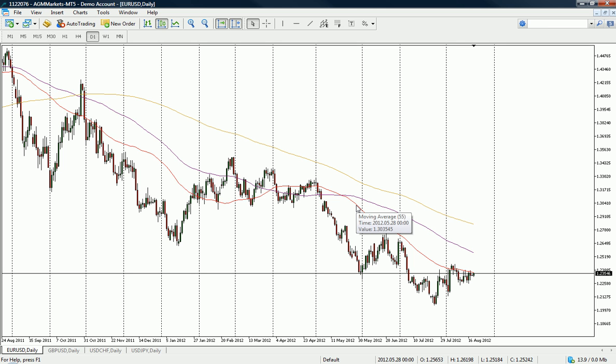Also, for any new followers, we have 3 moving averages on each of these charts. The red one is a 55 simple moving average, the purple is a 100 simple moving average, and the gold is a 200.